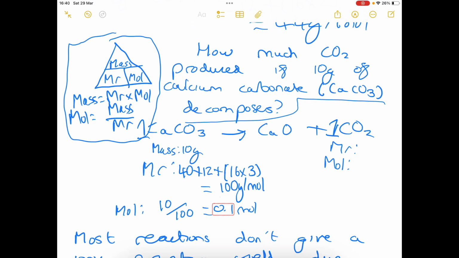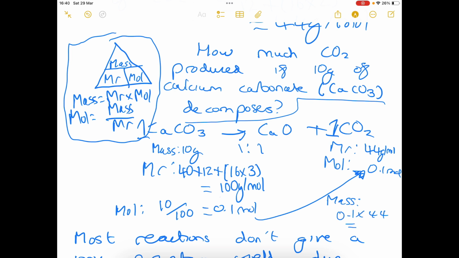Moving over to CO2, we found on a previous question that's 44 grams per mole for carbon dioxide. And the mole, because there's this 1-to-1 ratio, mole-wise, between calcium carbonate and carbon dioxide, the mole of CO2 is also 0.1 mole. So then mass, we can just do 0.1 times 44 to get 4.4 grams. So from 10 grams of calcium carbonate, 4.4 grams of carbon dioxide are produced.